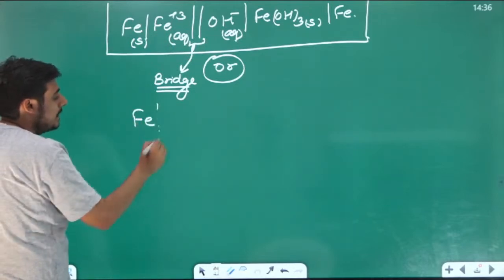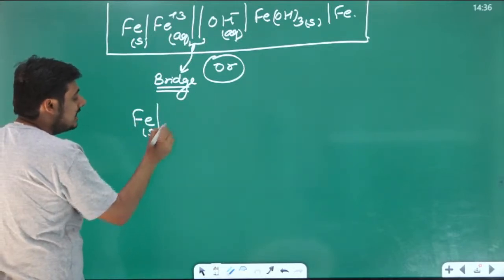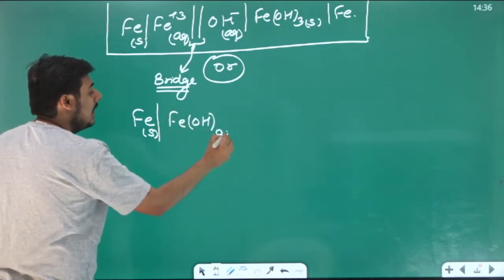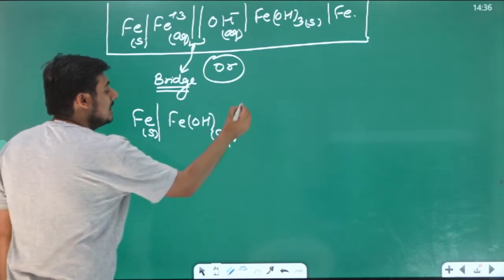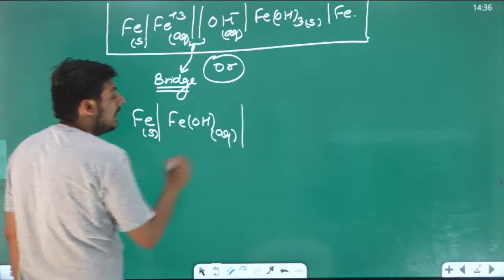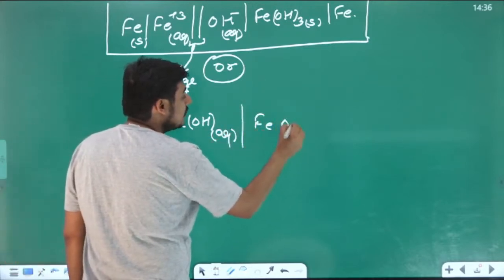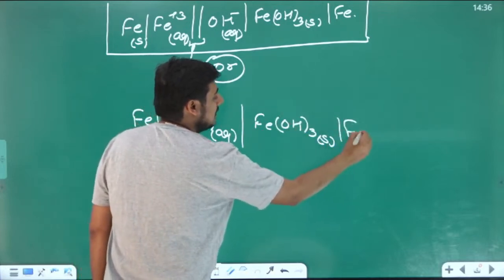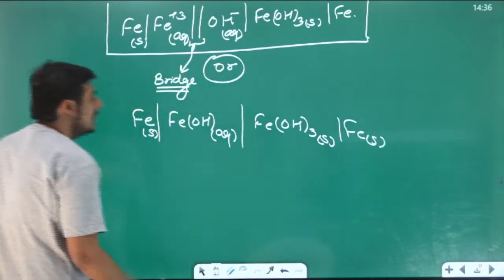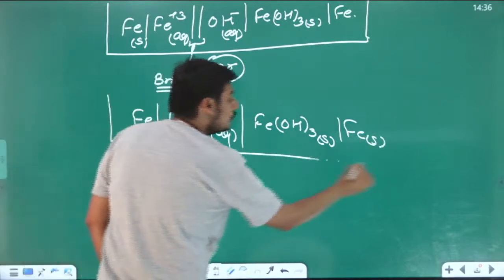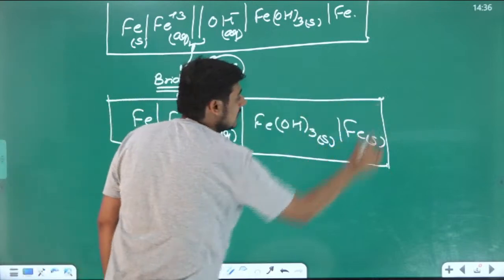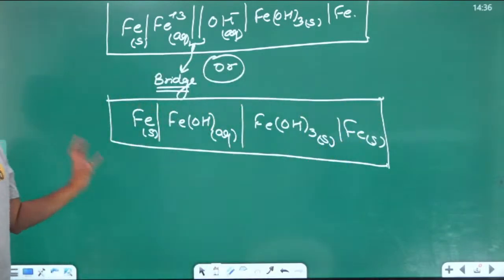Have a look at it. They will write Fe solid, then they will write Fe(OH)3 aqueous. What does this aqueous mean? Then they will again use a pipe and write down Fe(OH)3 solid, and then again Fe solid. Now you will be a little bit confused over here that there is no salt bridge representation.